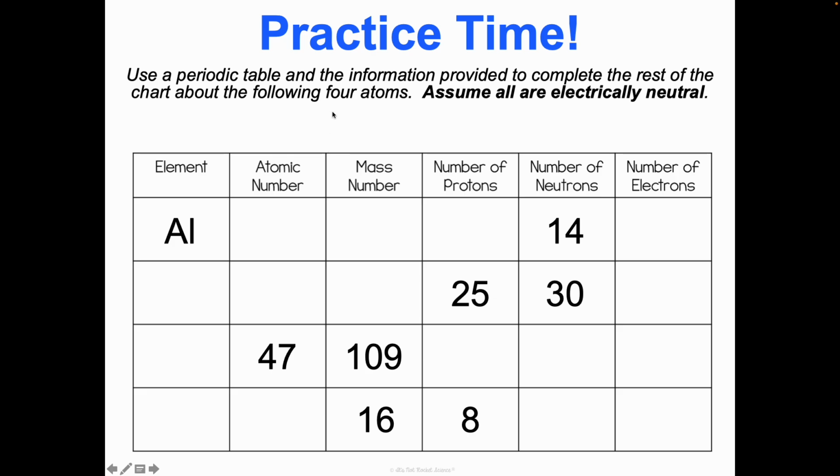Now, I'm going to help you because this is our first time doing this, and then we're going to do some practice in class. So first, the element, we're going to know what the element is based on its atomic number because the atomic number identifies the element, right?